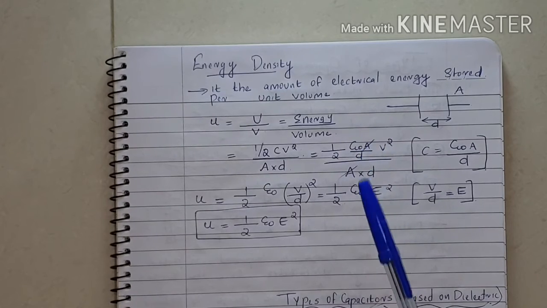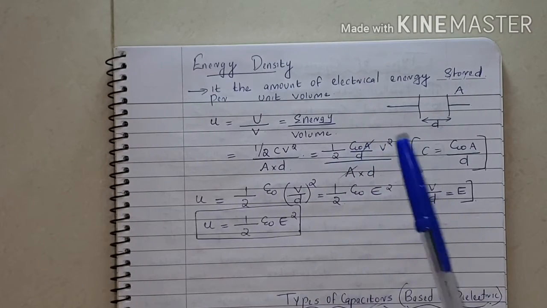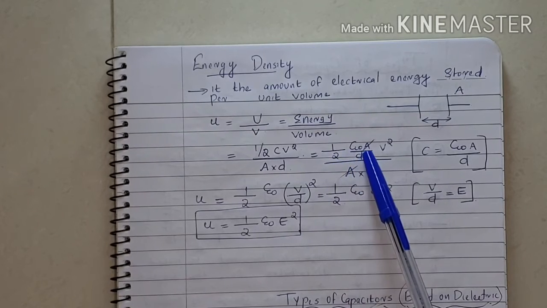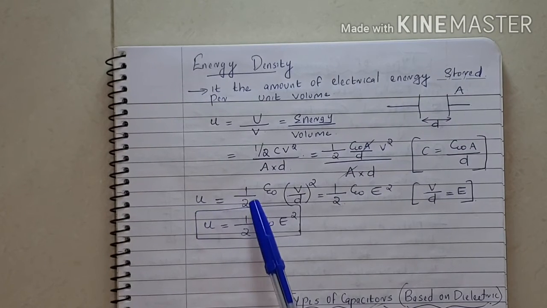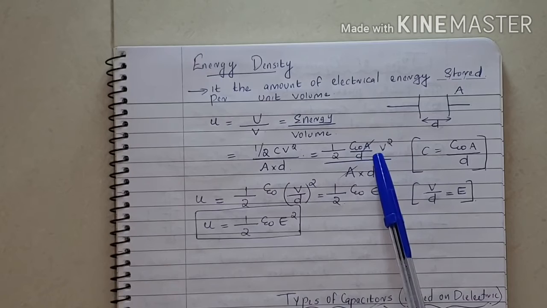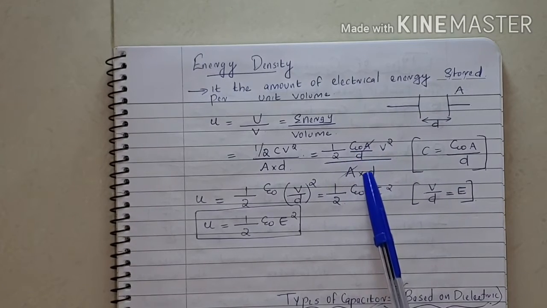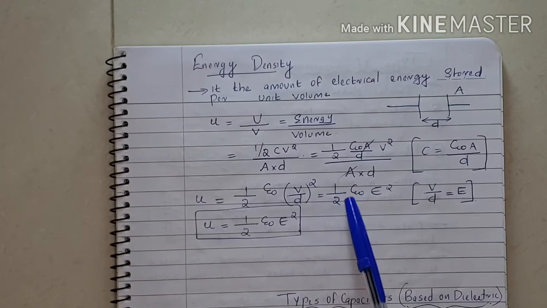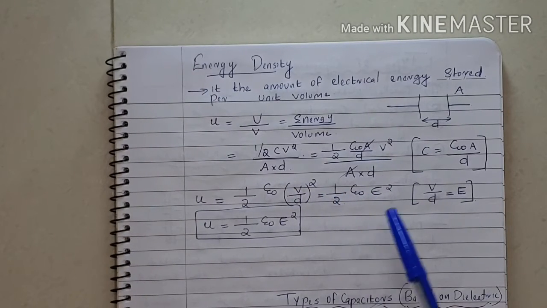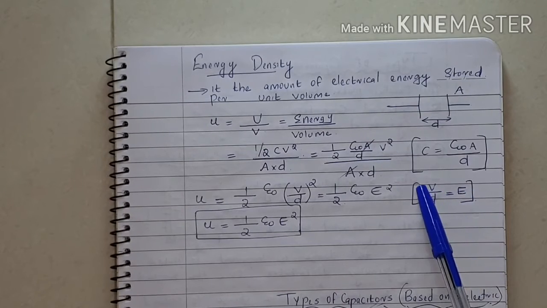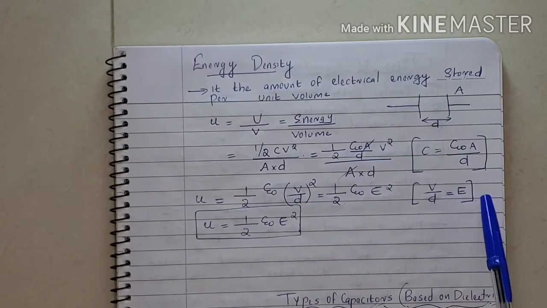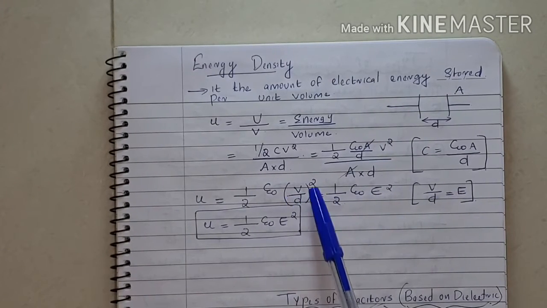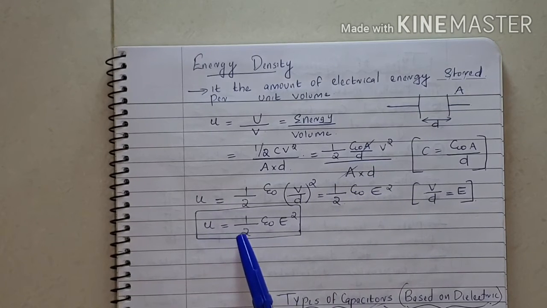C is nothing but the capacitance of a parallel plate capacitor that we already derived. That is half epsilon 0 A by D into V square by A into D. So the energy density becomes half epsilon 0, V by D whole square, where E equals potential difference divided by distance between plates. So this is the electric field. V by D is electric field. V by D whole square means E square. So energy density becomes 1 by 2 epsilon 0 E square.